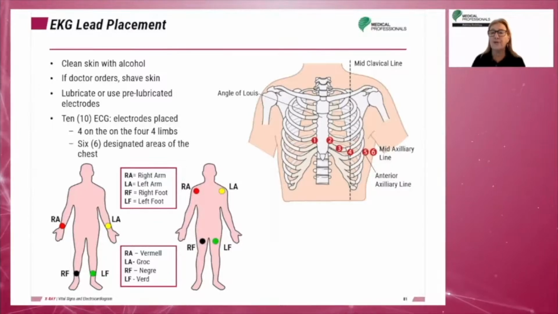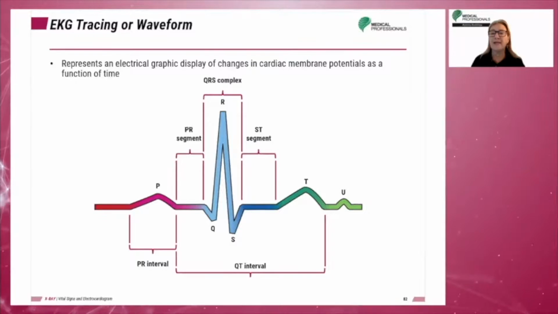The 10 electrodes are placed, one on each of the 4 limbs, and 6 are placed at designated areas of the chest. The placement of the EKG leads is very important. Poor skin contact and poor placement will affect the readings. The EKG represents an electrical graphic display of changes in cardiac membrane potentials as a function of time.